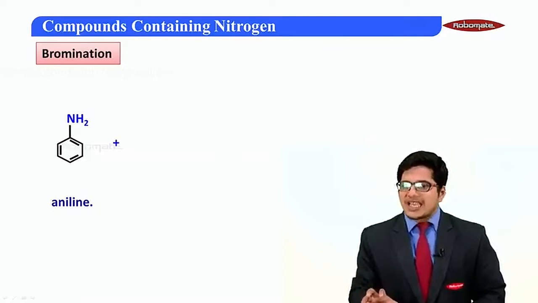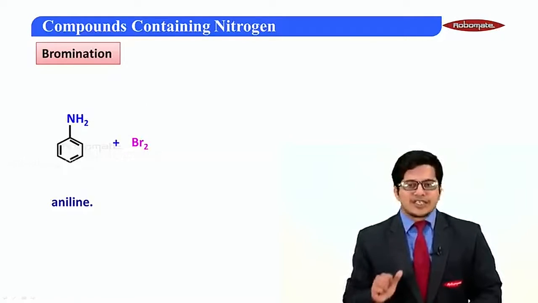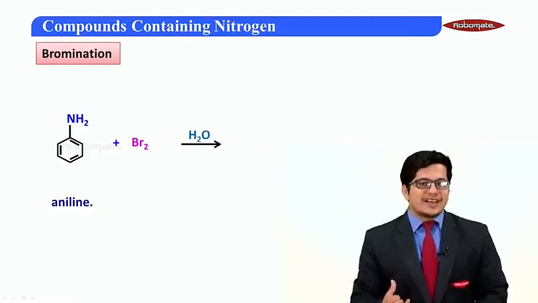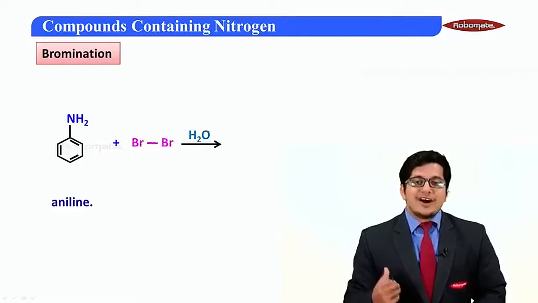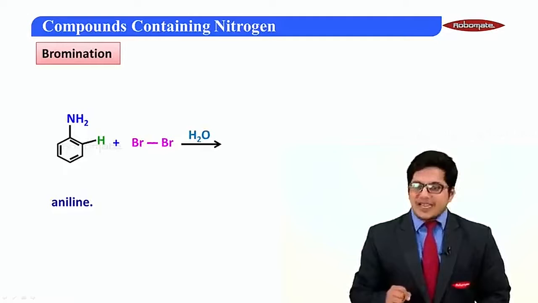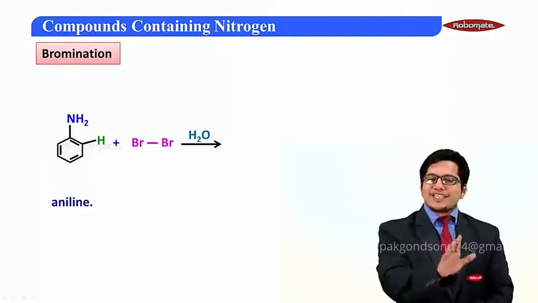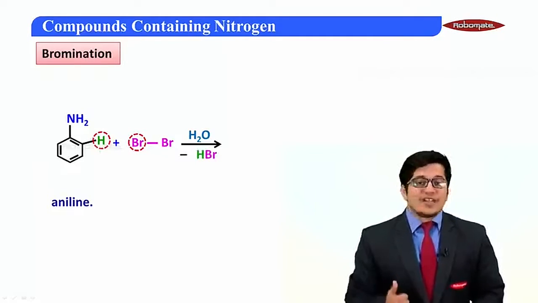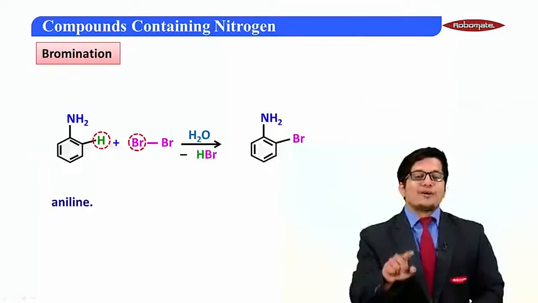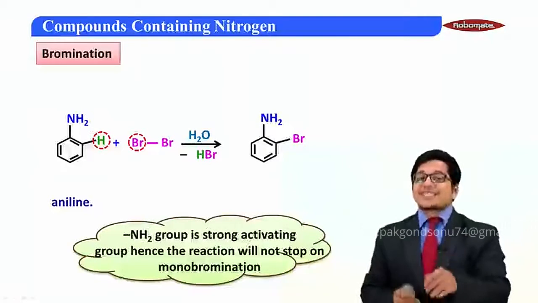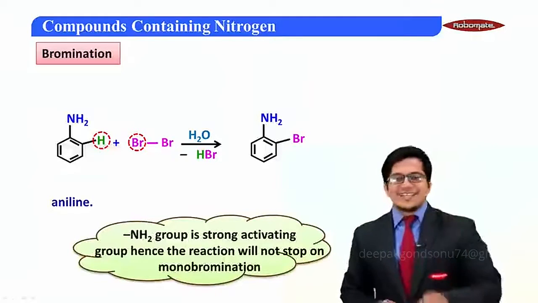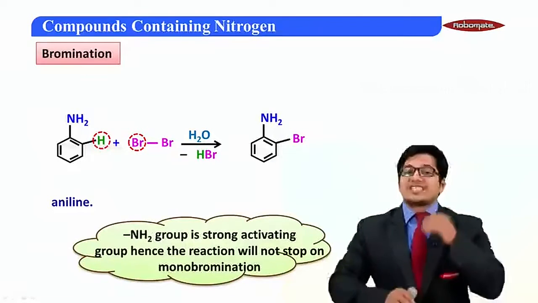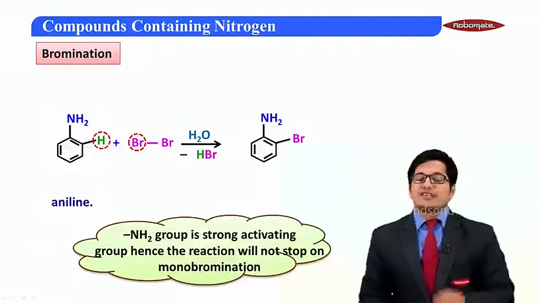What we are going to do with this aniline is add Br2 to it. Aniline is an ortho-para activating group. Therefore, we are bound to get a mono-bromo derivative. That is, H from the ortho position would combine with Br, giving us HBr, and we would get ortho-bromoaniline. But they are strong activating groups, and thus the reaction would not stop at the monobrominated level.